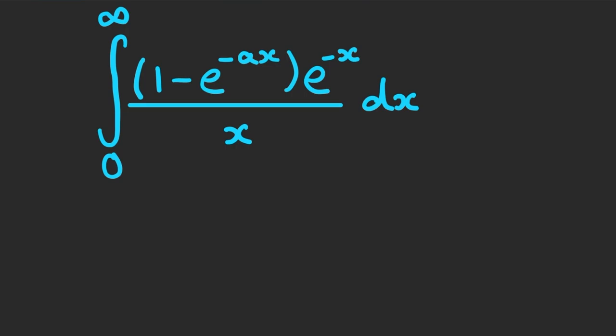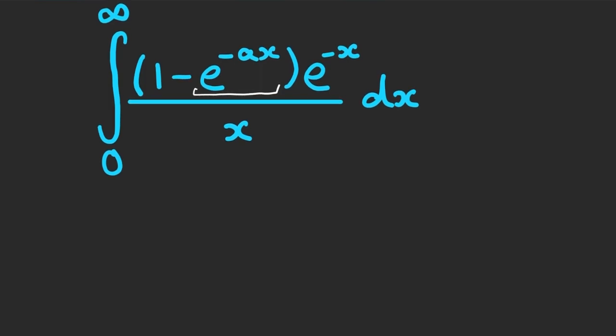So, what have we got? We've got the integral from 0 to infinity of 1 minus e to the negative ax, where a is some number, all times e to the negative x over x dx. Okay, so it took me a while, but I managed to get there in the end. And the way we're going to do it is, of course, as I just mentioned, using series expansion. More specifically, the series expansion for this term right here, e to the negative ax.